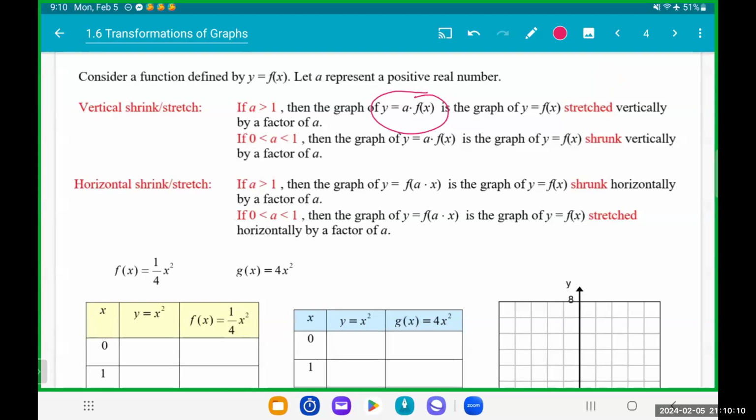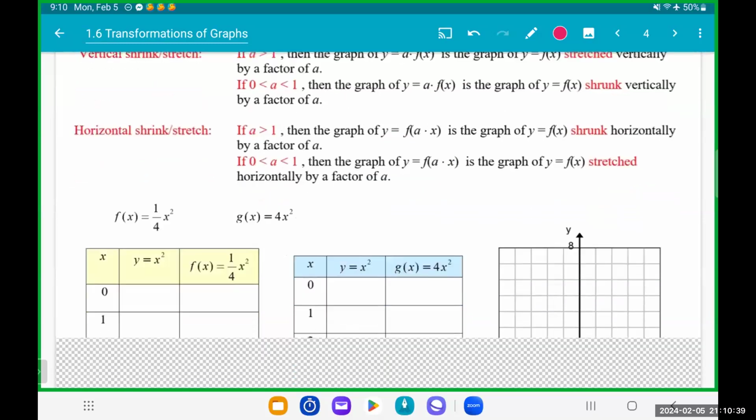And the same for the horizontal. If the a inside the function is greater than 1, then it's going to shrink. When you think of shrink, you could think it gets smushed down, or it gets stretched out. You think of stretching your arms up and you get a little more tall, so to speak. Okay. So let's look at that in action.